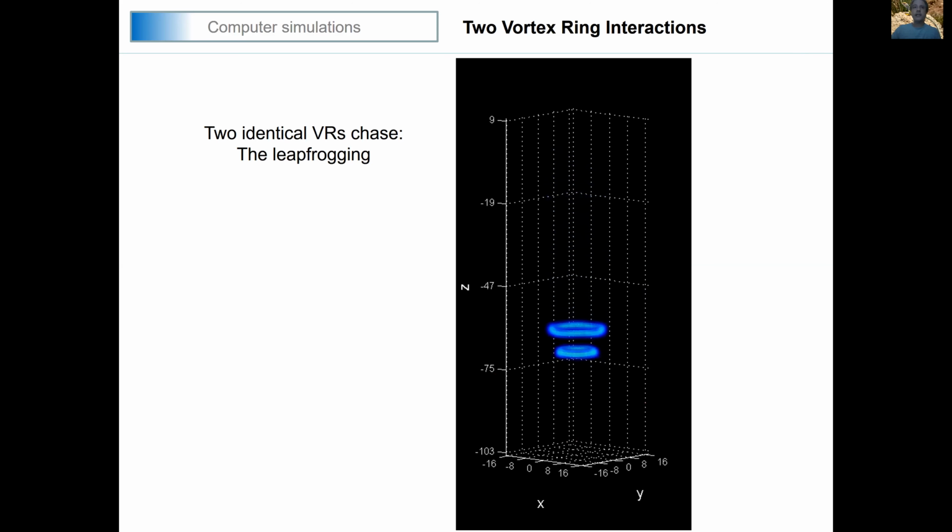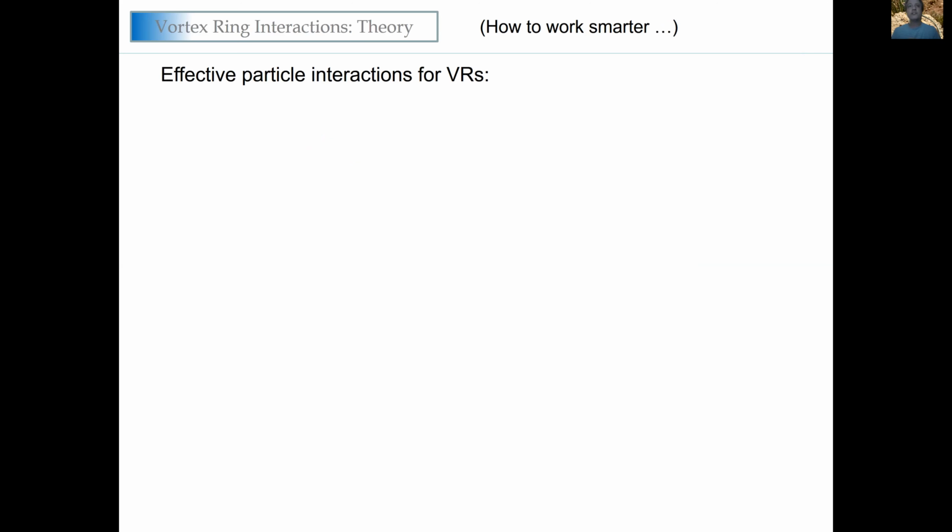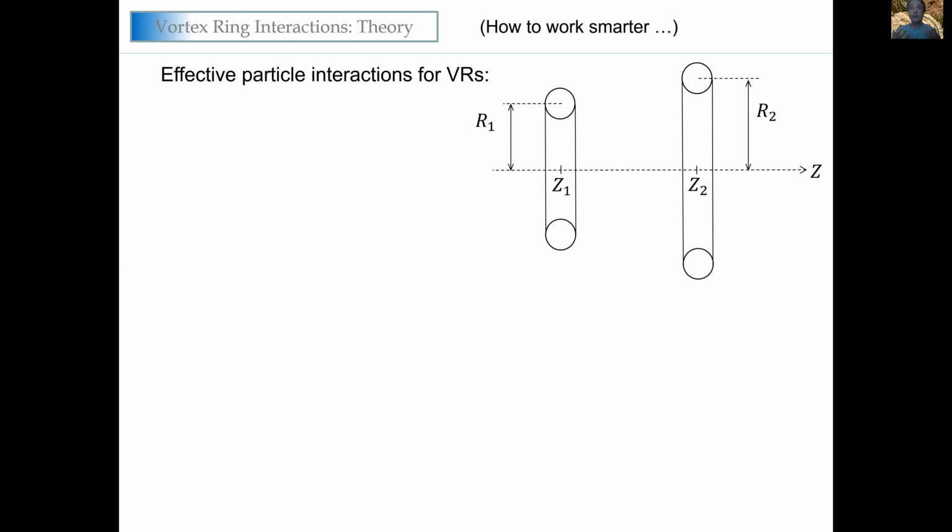But the most important part is, is there a way that we can actually describe this system in a way that we reduce the original, very complicated numerics that we're doing to something much simpler? What we're going to do here is try to do a reduction to an effective particle approach. So imagine that these vortex rings just have a few properties. The most important properties are basically the radius, the position, and also the angle. So all these geometrical properties that describe a vortex.